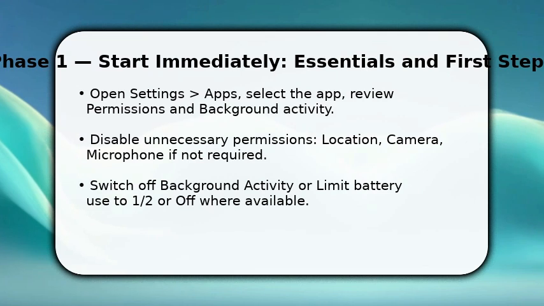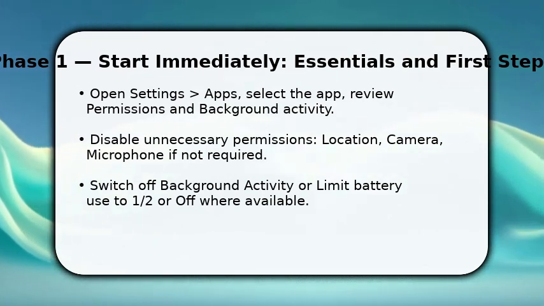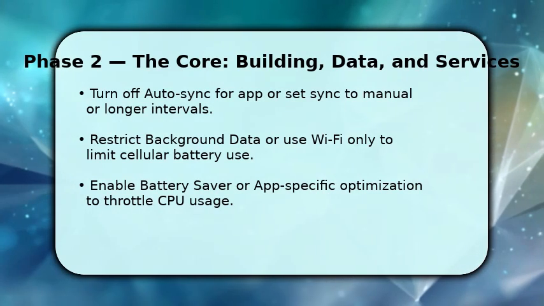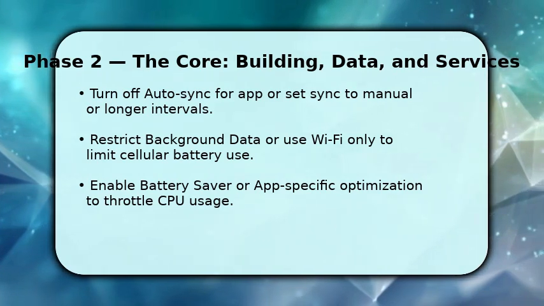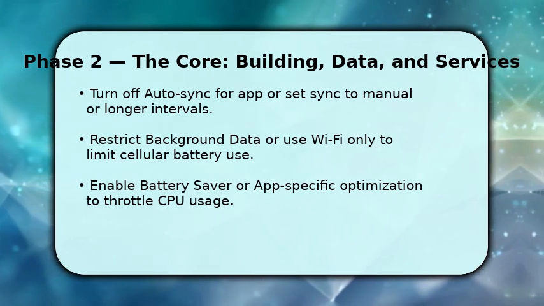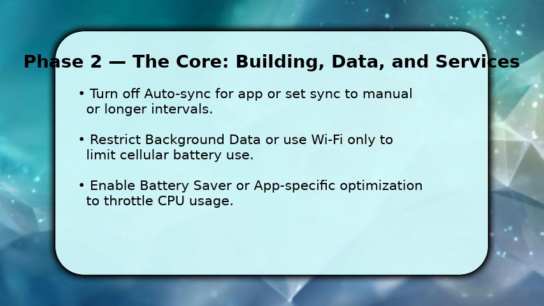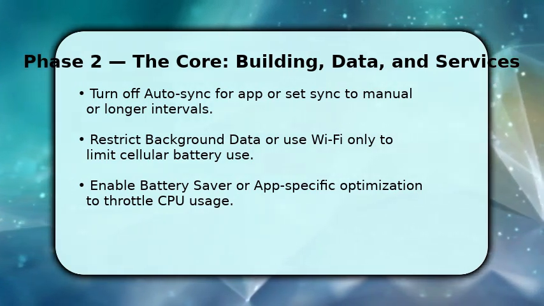Make sure to keep notifications you rely on, but disable push sync if you can, because constant syncing is often the biggest battery culprit. Next, control how often the app talks to the network. Open its account or sync settings and switch auto sync to manual or set longer sync intervals. This reduces wake-ups.